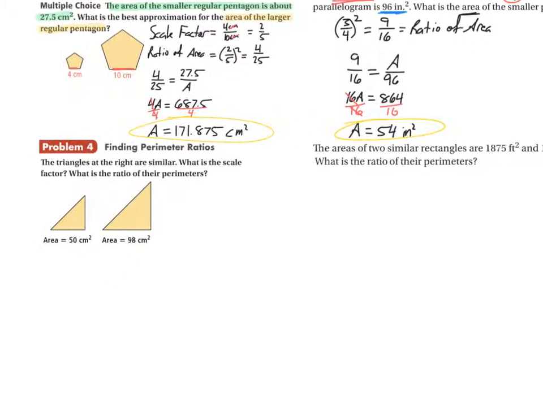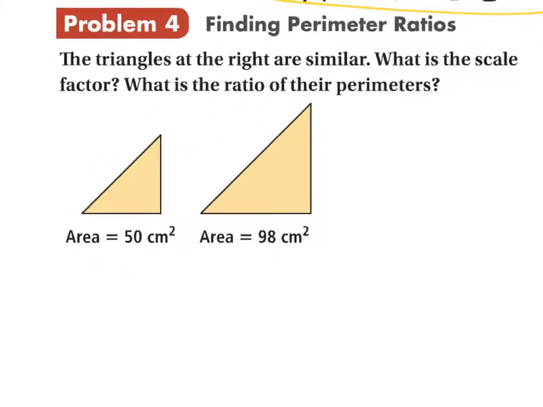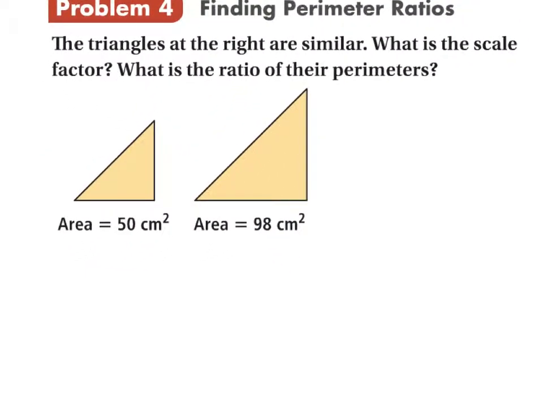Okay, what if they give us a problem like this? They give us the area of 2 similar triangles. They tell us the triangles are similar. They give us the areas. They want us to find the ratio of perimeter. What's another word for ratio of perimeter? Scale factor. We're just looking for the scale factor. Okay?